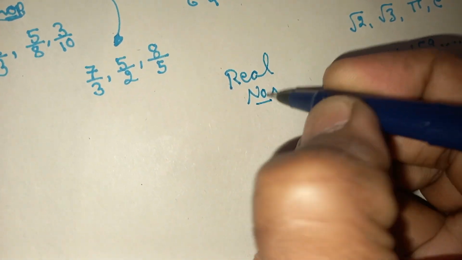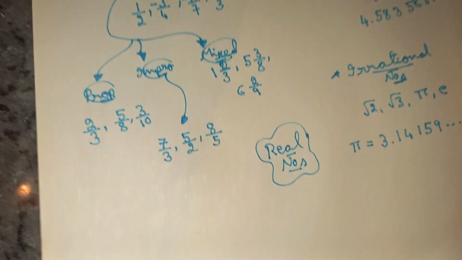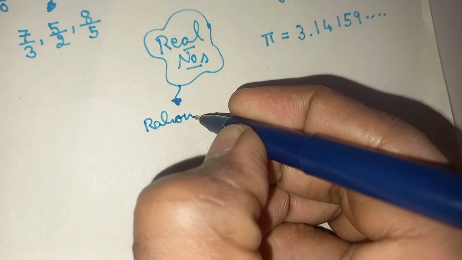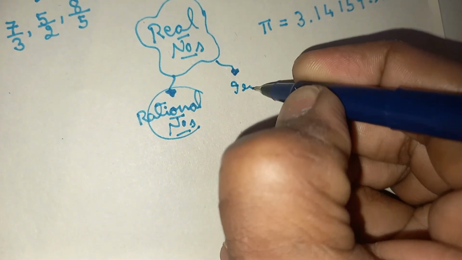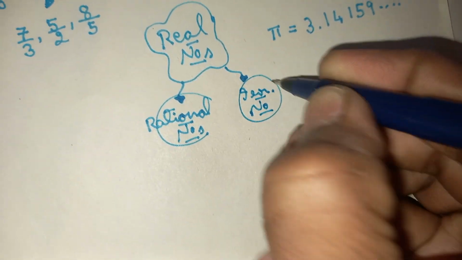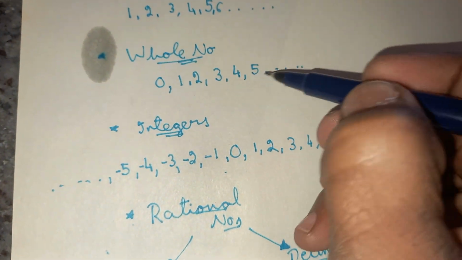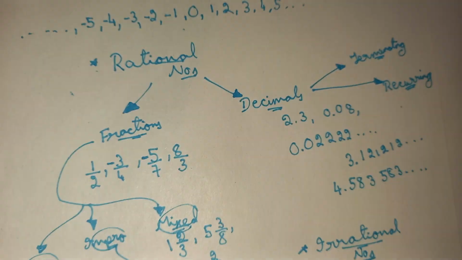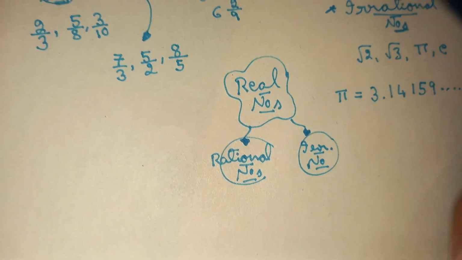Real numbers include rational numbers, irrational numbers, and even integers, whole numbers and natural numbers. All those numbers together are included in real numbers. They consist of rational numbers and irrational numbers. Rational numbers include all of them, because you can write 2 as 2 by 1, 5 as 5 by 1, or 6 as 6 by 1. All these three numbers are rational numbers. Rational numbers and irrational numbers together become real numbers.